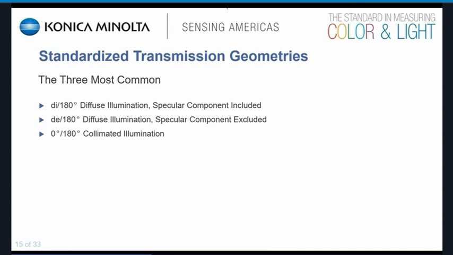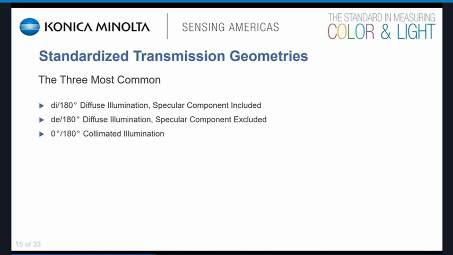Now let's just talk a little bit about the three most common geometries for transmission measurement. There's diffuse illumination with the specular component included, and that's DI-180. So the D refers to diffuse, I refers to the specular component being included, and the 180 refers to the detection angle. So it's 180 degrees from the incident light. That's where we're going to measure. That's where our measurement optics will be positioned.